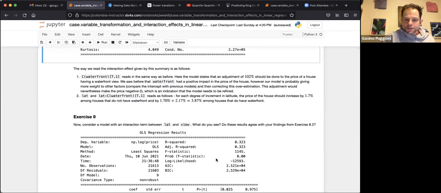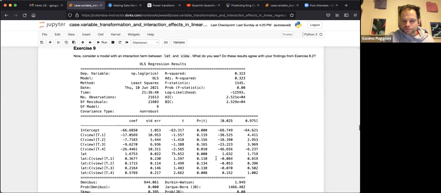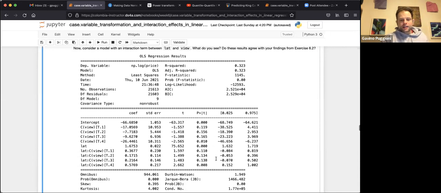Now, let's consider a model with interaction between latitude and view, which is what we had seen before. As you can see, the slopes, the interaction term, are not significant, right? Which we are not surprised, because all those lines look parallel.